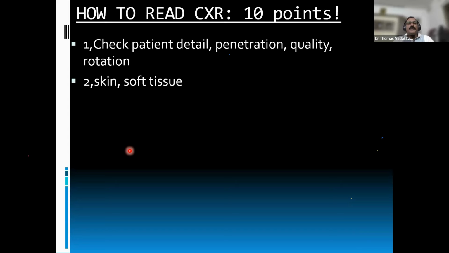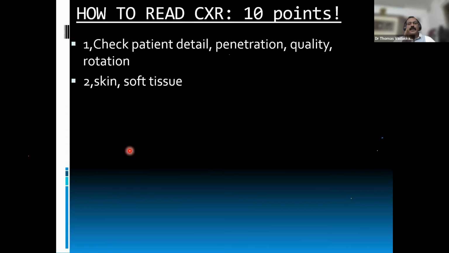Also the technical issues. Start with the skin and soft tissue. I usually start with the skin and soft tissue. The usual dictum is when we are seeing a chest X-ray, everyone will look or stare at the lung, and if anything is seen, they will report. If not, nothing is there, we'll report it as normal. That practice should be stopped. Always systematically assess the chest X-ray.